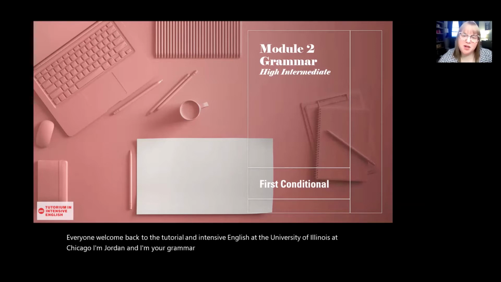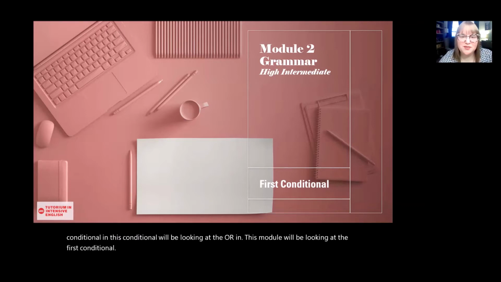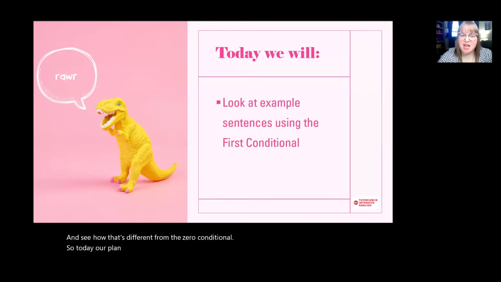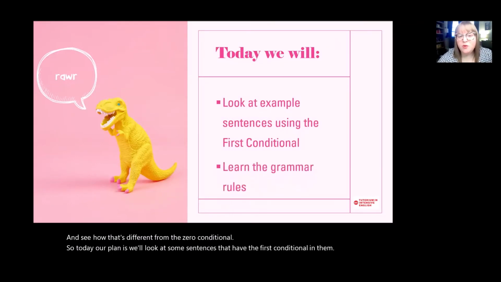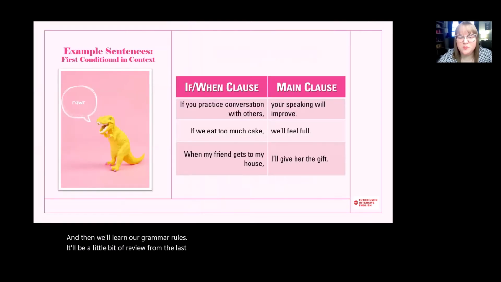In our last module, we discussed the zero conditional. In this module, we'll be looking at the first conditional and see how that's different from the zero conditional. So today our plan is we'll look at some sentences that have the first conditional in them, and then we'll learn our grammar rules. It'll be a little bit of review from the last lesson too.